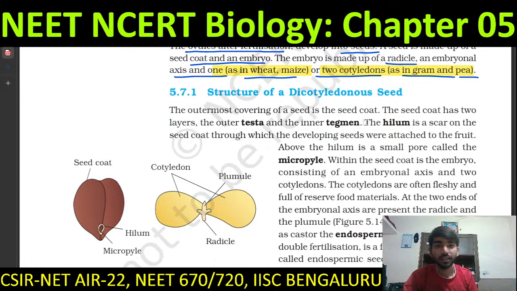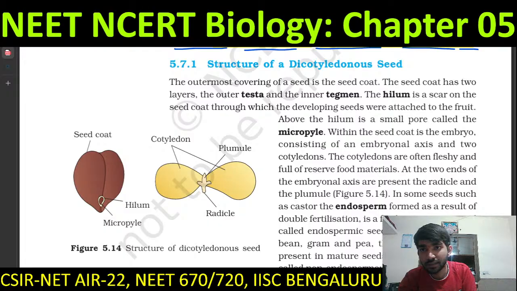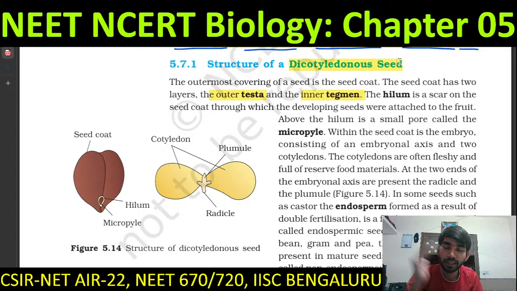Let's also study the structure of these seeds, monocots and dicots. First, for the dicot seed, the outermost covering is the seed coat. Very easy to understand. Seed coat has two layers. This is important. Outer is the testa, inner is the tegmen. So if you speak it loud 3 or 4 times, you will easily remember: outer testa, inner tegmen. Like that, you can remember the terms.